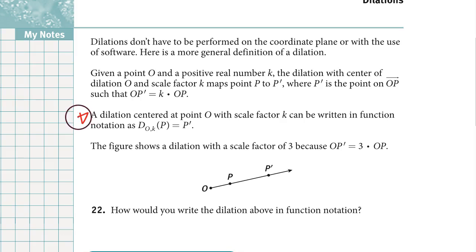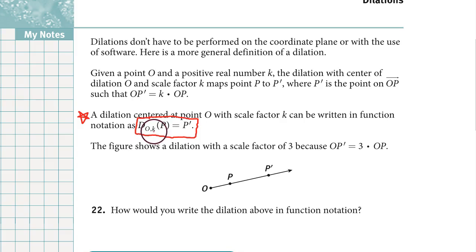A dilation centered at point O with scale factor k can be written in function notation as, and then here you see the symbols used. So the capital D tells us that we're performing a dilation. As a subscript, we have the letter O. That's going to refer to the center of the dilation. Then there will be a comma and then whatever the scale factor is.